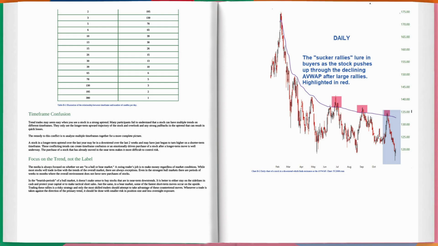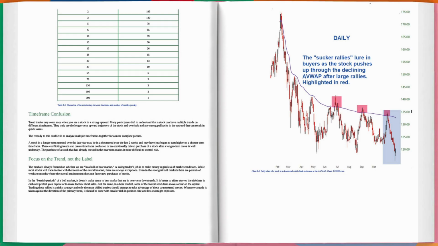These conflicting trends can create time frame confusion or an emotionally driven purchase of a stock after a longer-term move is well underway. The purchase of a stock that has already moved in the near term makes it more difficult to control risk. Focus on the trend, not the label. The media is always focused on whether we are in a bull or bear market. A swing trader's job is to make money regardless of market conditions. While most stocks will trade in line with the trends of the overall market, there are always exceptions.